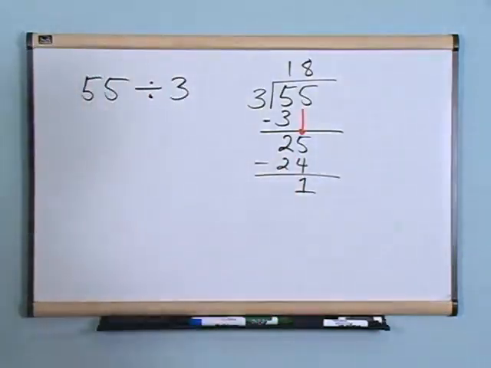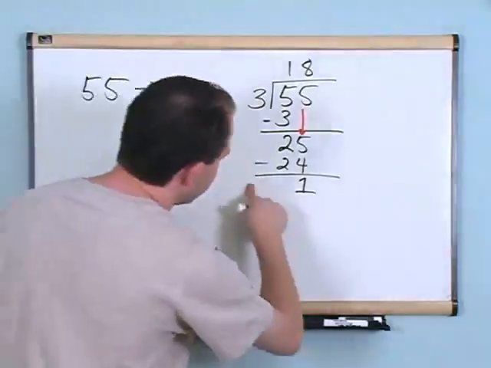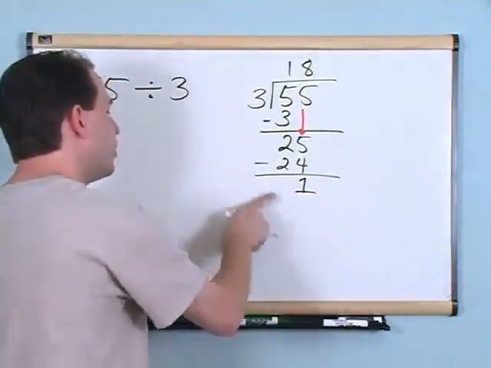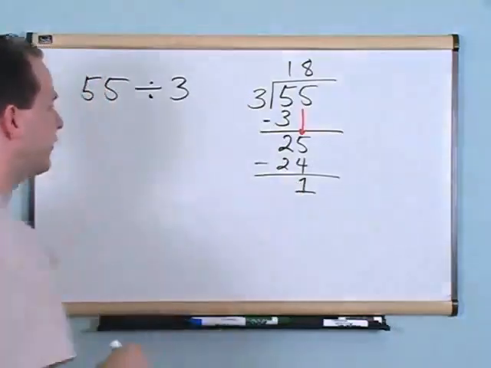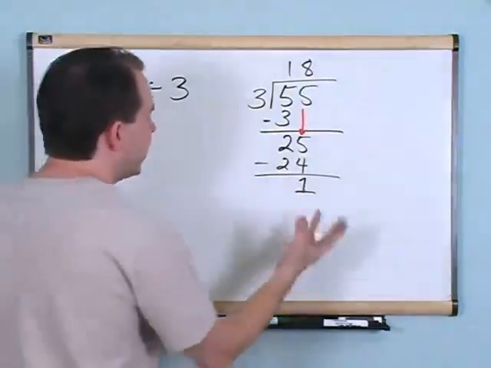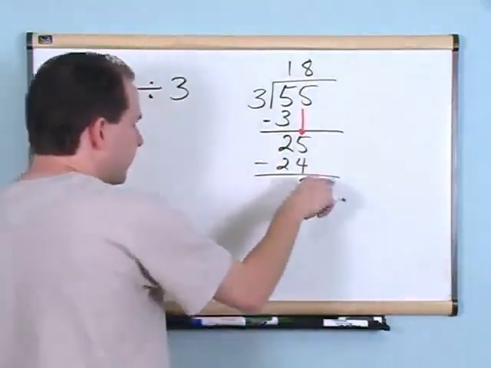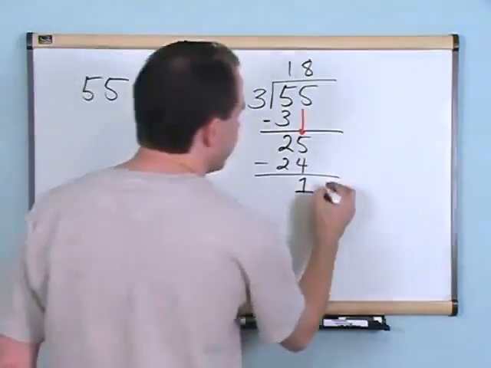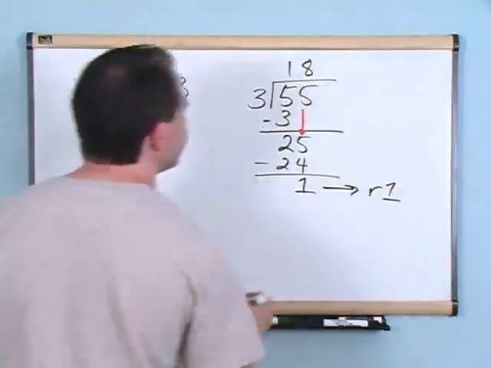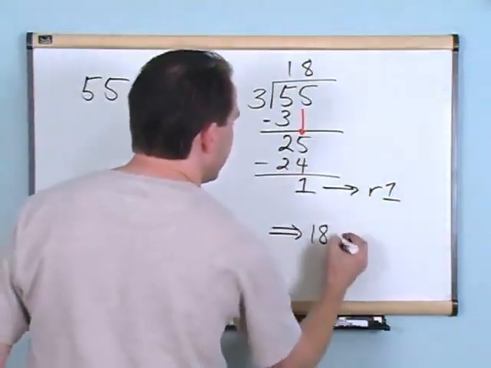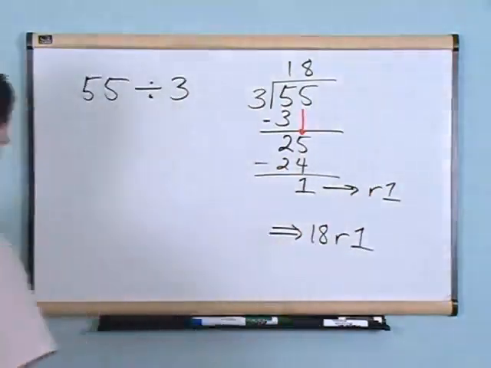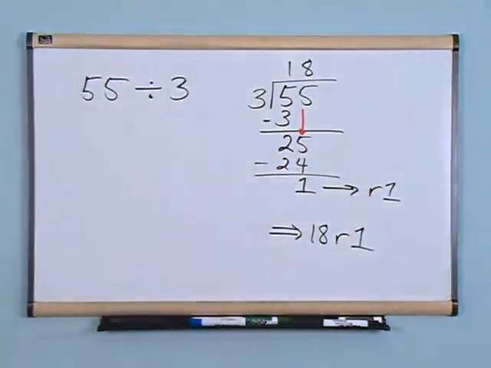Then the next thing you need to ask yourself is, can I divide 3 into 1? The answer is no, because this is too small. You have to have a number bigger than this number in order to divide. So you can't divide anymore, and you don't have any more digits to help you make the number any bigger, so you're done. You just say, okay, the remainder is 1. So the total answer to this problem is 18 with a remainder of 1.